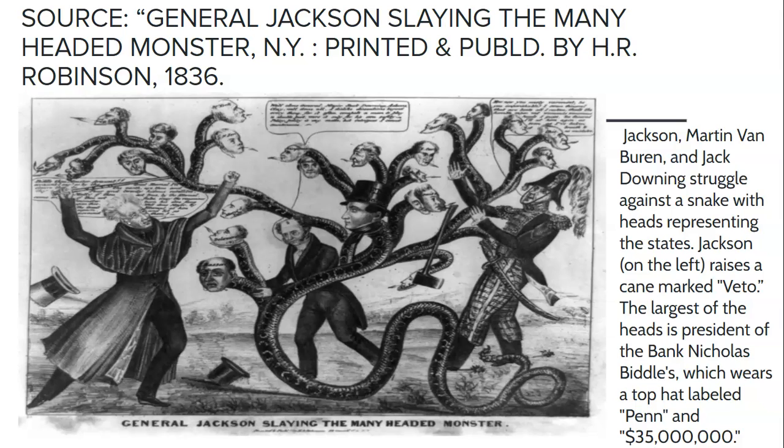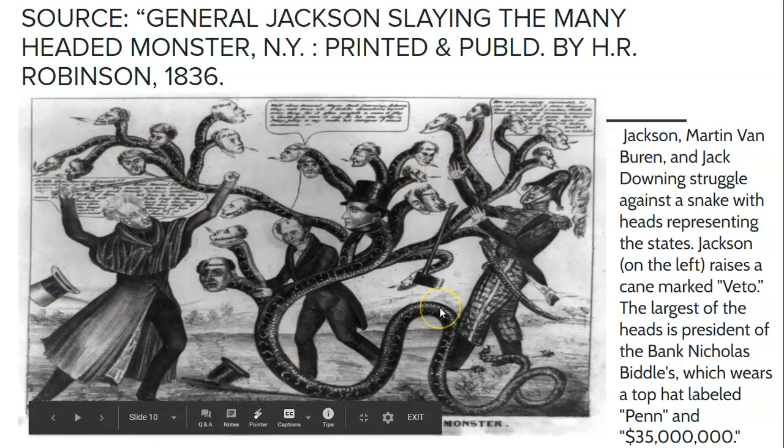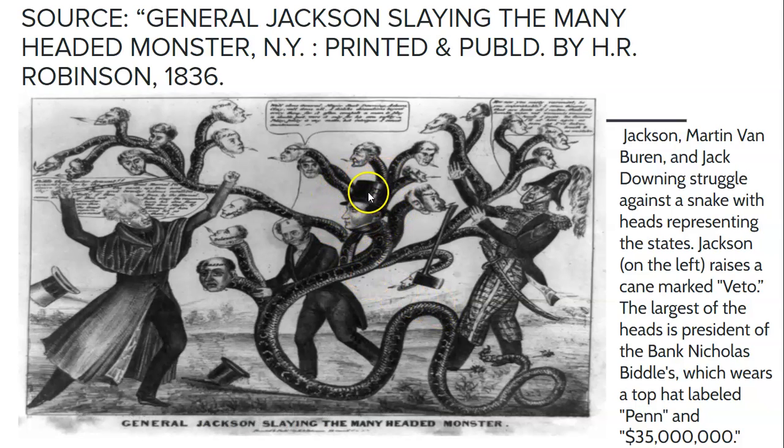This political cartoon is one of my absolute all-time favorites. Here you can see General Jackson trying to slay the many-headed monster, which is the Bank of the United States, led by this guy, Nicholas Biddle. Major Downing, who was kind of a representation at the time of the common man, is trying to kill the many-headed monster, the many-headed branches of the banks.